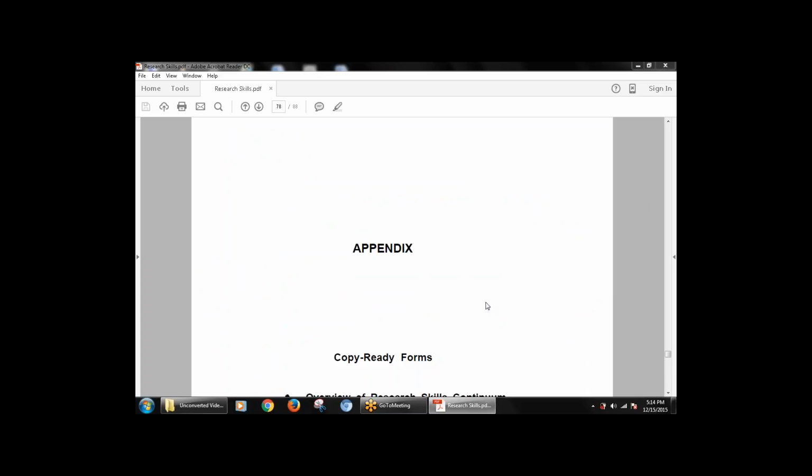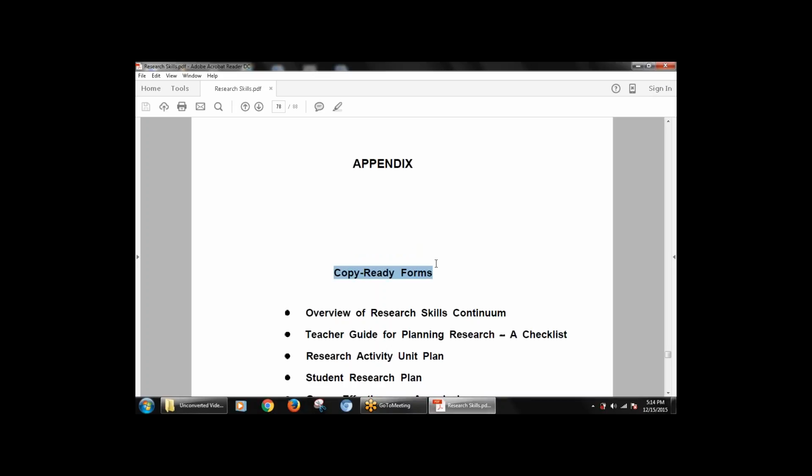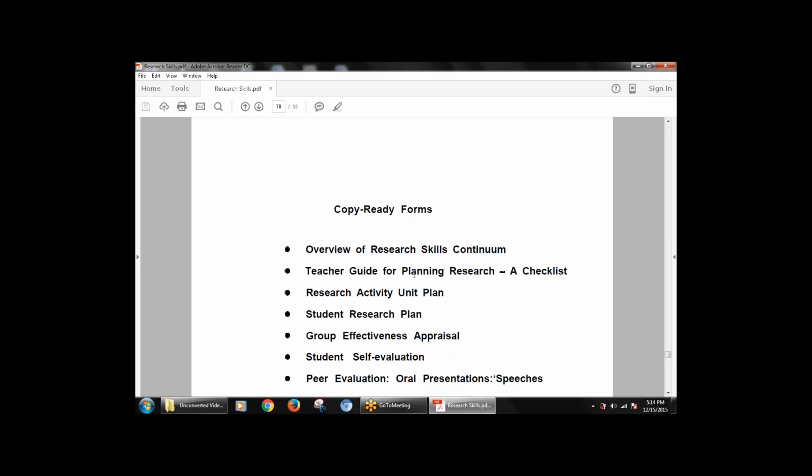Next is the page that shows the appendix of this chapter or this module, that is the last part of this module. In this there are multiple copy-ready forms available that explain, first of all, an overview of the research skills continuum, then a teacher's guide for planning research, that is a checklist that is available. Then the research activity unit plan, that is the next part.